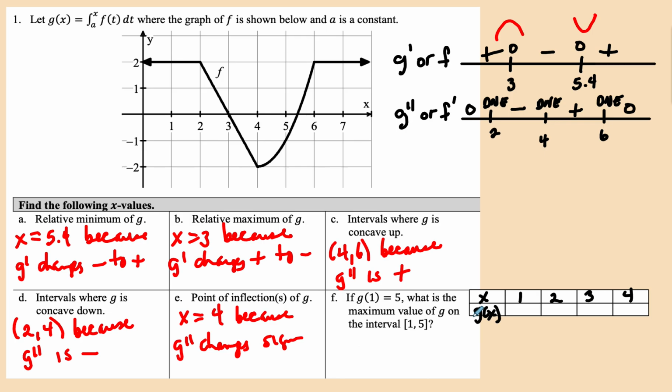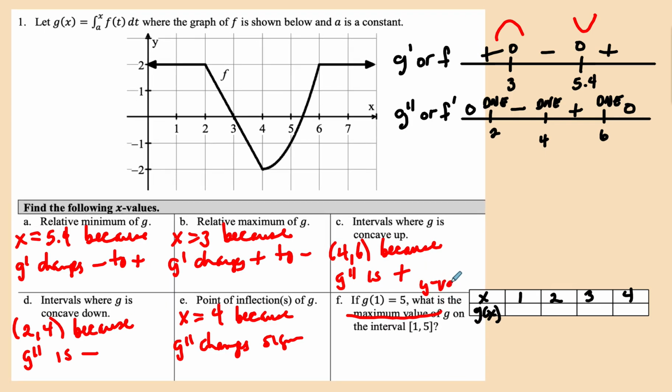Okay, the next one is not asking for the x value, it's actually asking for the maximum value of g. So this is really a y value question. It's saying that g of 1 is equal to 5. What is the maximum value of g on the interval from 1 to 5? Well, we know the maximum occurs right here when the input is 3. So this is an antiderivative, but it's one of a family of antiderivatives depending on what a is. So this could be lots of things, but we do have a point that we have a reference to. We know at 1 our y value is 5.